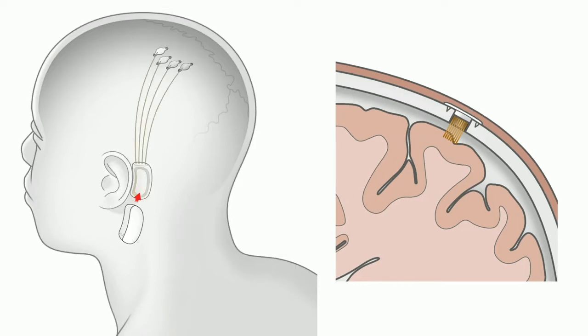Behind the ear, we'll make a small incision to insert the coil. We will tunnel tiny wires under the scalp to connect the sensors to the coil. That's the process.